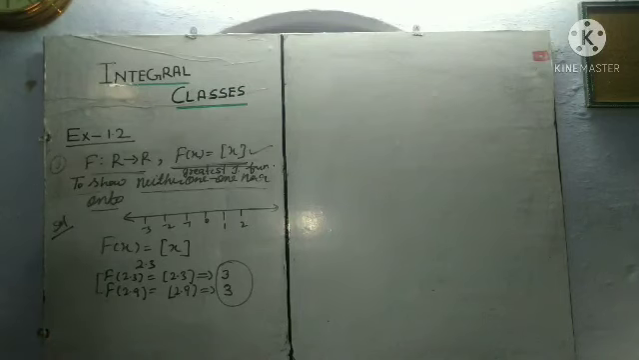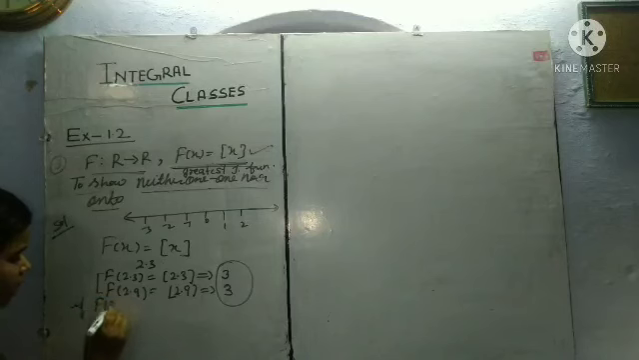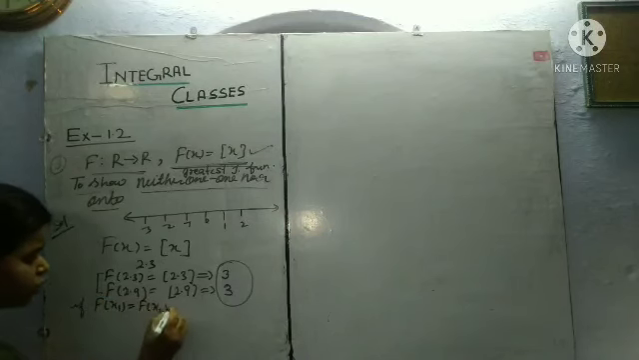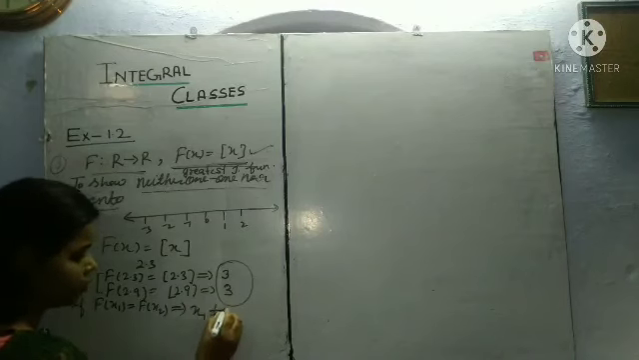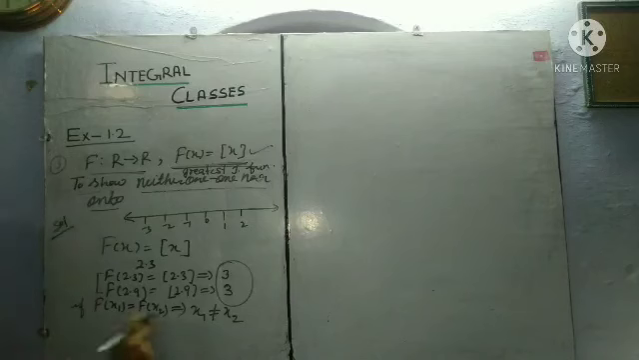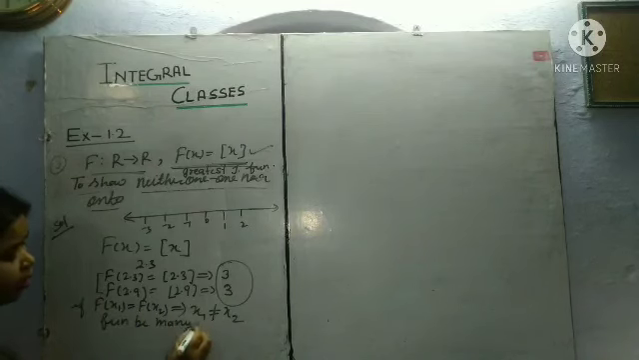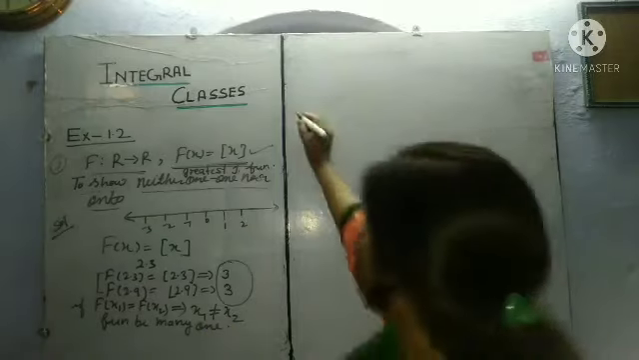So now we will write here: if f(x1) equal to f(x2), it implies that we will not get x1 equal to x2. So this function is which type? Function is many-one.